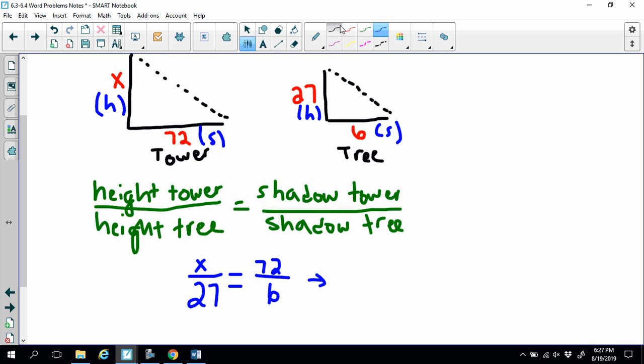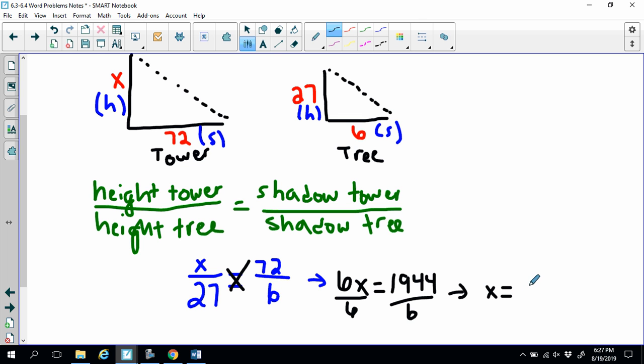So now we cross multiply. We get 6x equals, so you do 27 times 72. We get about 1,944. To get x all by itself, we divide both sides by 6. And then we get x equals 324. Don't forget your units, in this case, feet.